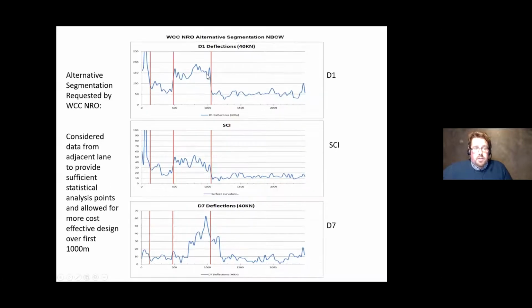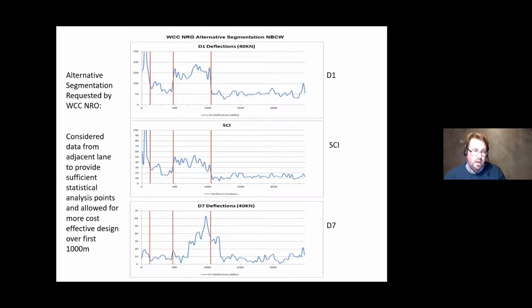So we revised it in Westmead NRO, and we asked them to look at this alternatively, because when you looked at the opposing lane, this section here on the opposing lane had the exact same profile, which meant when you compared the two lanes, you had 10 data points between them that you could carry out the analysis on. And 10 data points for statistical analysis is the correct way to do it in the ideal world. But if you're the designer out on site and you have a massive failure in the middle, you need to figure out what's happening there.